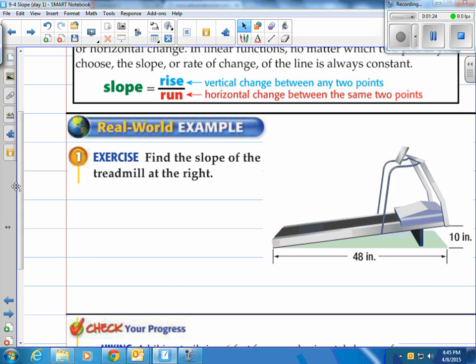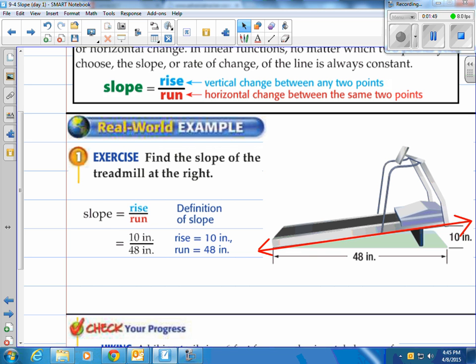All right, let's take a look at an example here and calculate a slope. It says find the slope of the treadmill at the right. Not a problem. I can see that they're talking about the treadmill going up from left to right, and for 48 inches from left to right, it goes up 10 inches. So what is it going to be? Well, remember, slope is rise over run. So our rise is 10 inches, our run is 48 inches. So we put 10 inches over 48 inches. There's our fraction. The inches will cancel, and we'll reduce it down to 5 over 24. You can leave it as a fraction. That's kind of how we like to write slope, because the top and the bottom give us some information. So the slope of the treadmill here is 5/24. That's the slope of the line.